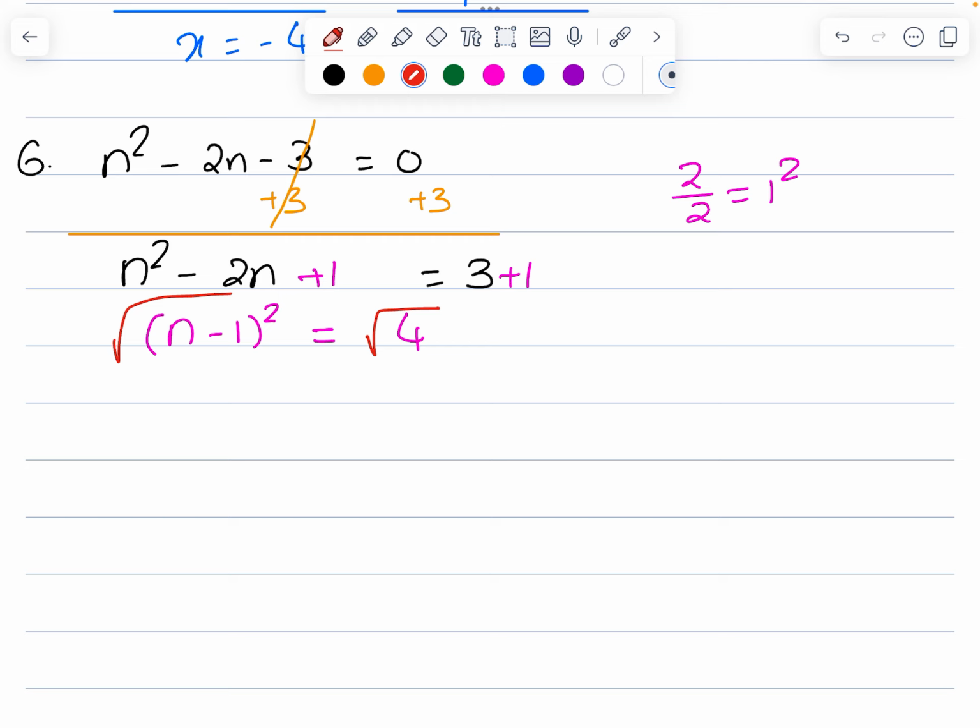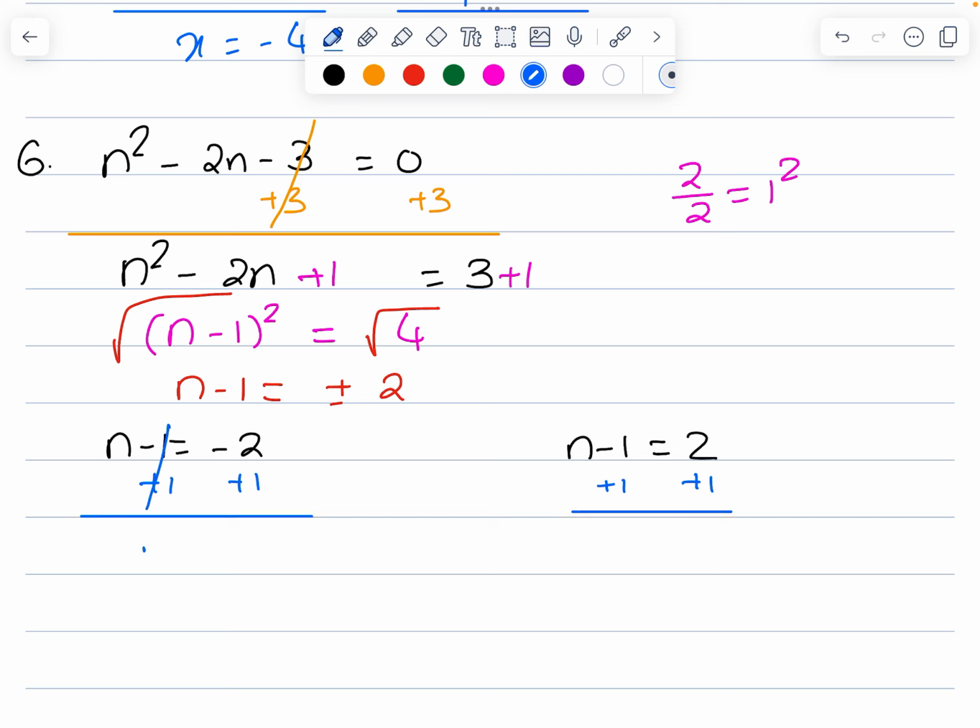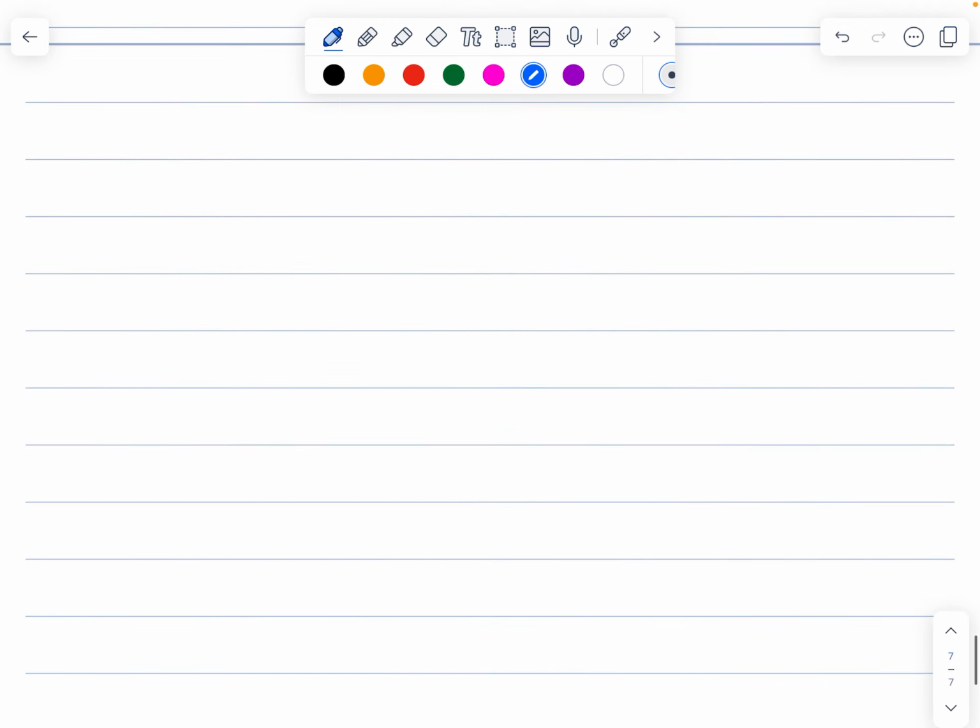Then find the square root on both sides. n minus 1 equals plus or minus 2. So n minus 1 equals negative 2, and n minus 1 equals positive 2. Then add positive 1 on either side. Then we will be getting it. 1 and 1 get cancelled, n equals negative 1, n equals 3. Now we go to somewhat difficult questions. So seventh question, x square plus 14x minus 15 equals 0.